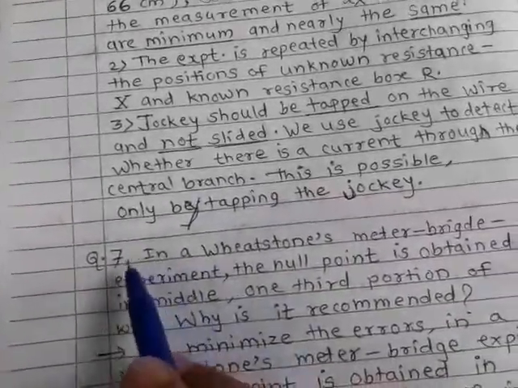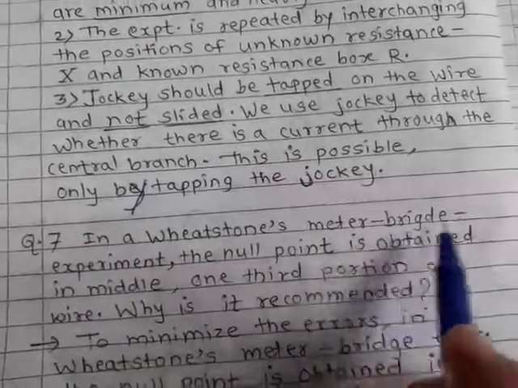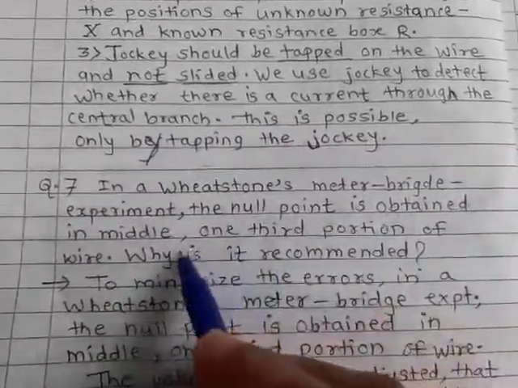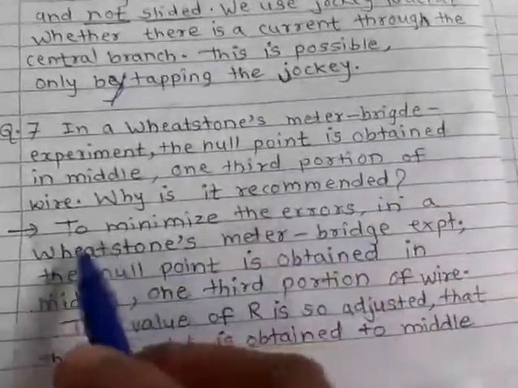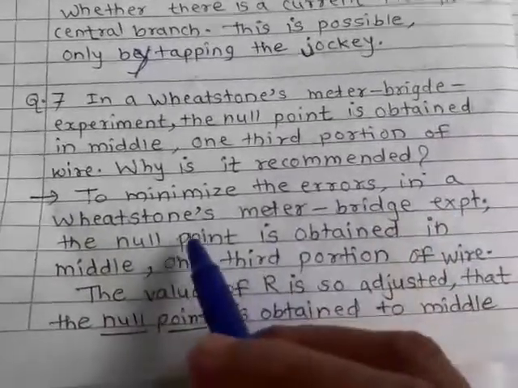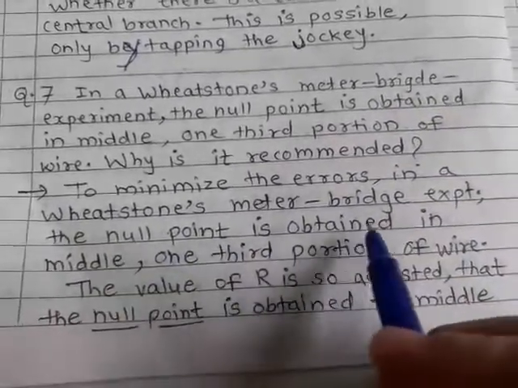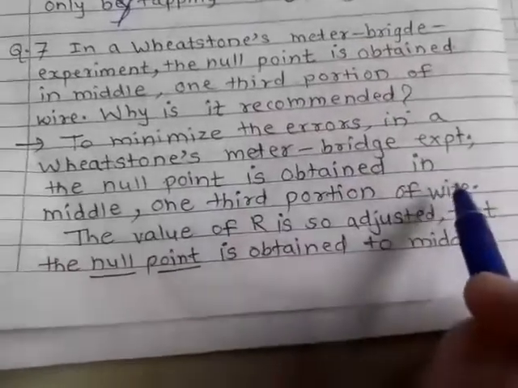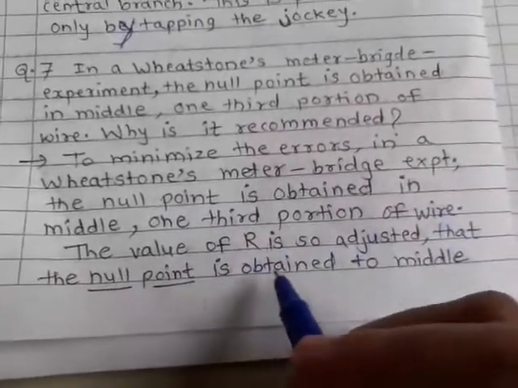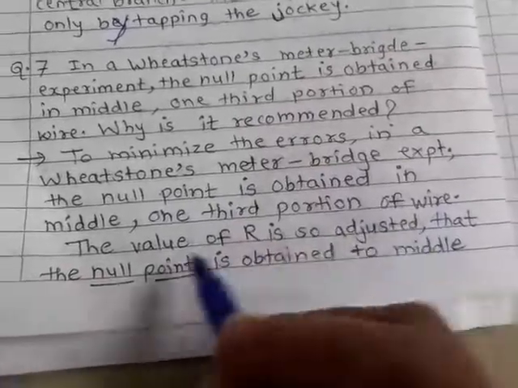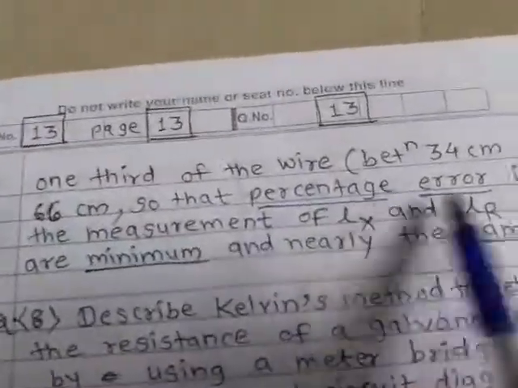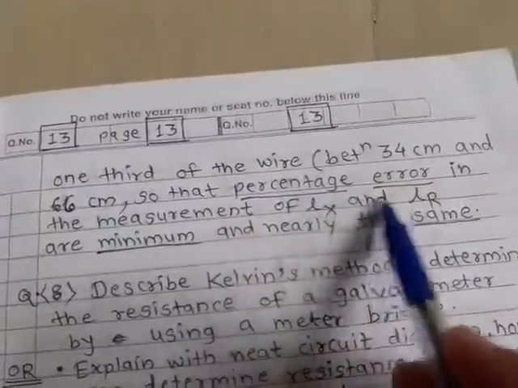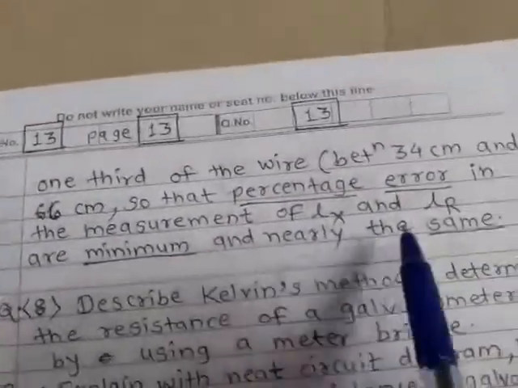Question 7. In a Wheatstone's meter bridge experiment, the null point is obtained in middle one-third portion of wire. Why is it recommended? Answer. To minimize the errors in a Wheatstone meter bridge experiment, the null point is obtained in middle one-third portion of wire. The value of R is so adjusted that the null point is obtained in middle one-third of wire between 34 cm and 66 cm, so that percentage error in the measurement of Lx and Lr are minimum and nearly the same.